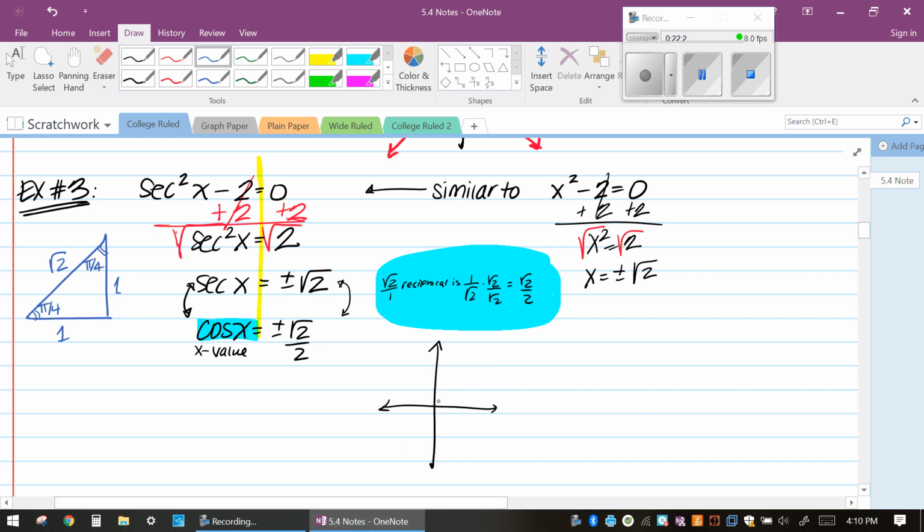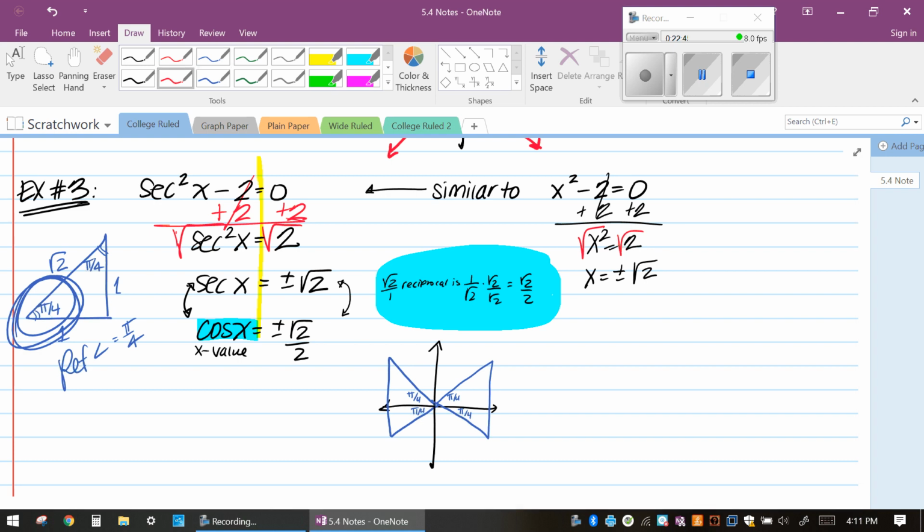So technically, we're looking at the whole coordinate plane. Remember, your reference angle is pi over 4. I'm looking for all these angles. Do you see that it forms a little bow tie? The reference angle is pi over 4. This is kind of like example 1. Label this as 4 pi over 4, which is 1 pi, and I'm going to go through and mark all of these.